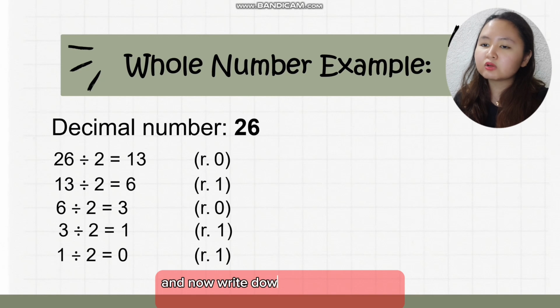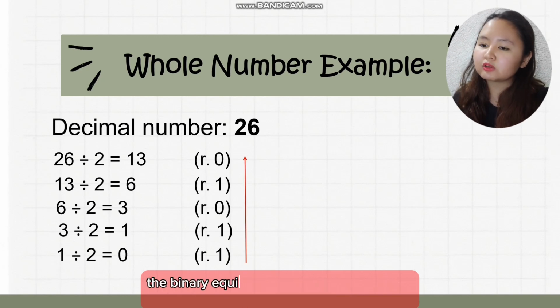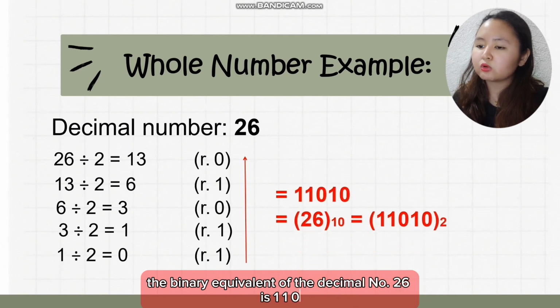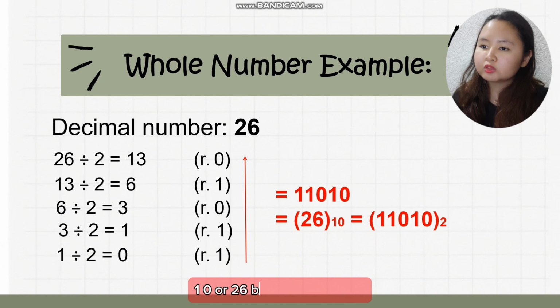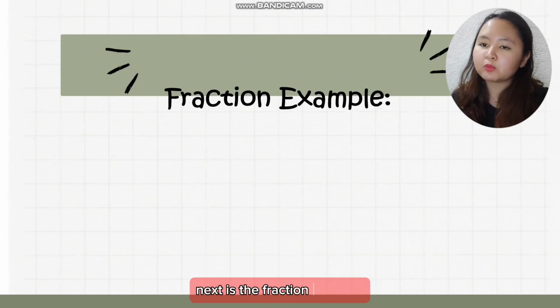Now write down the remainders in reverse. Therefore, the binary equivalent of the decimal number 26 is 11010, or 26 base 10 equals 11010 base 2. Next is the fraction example.